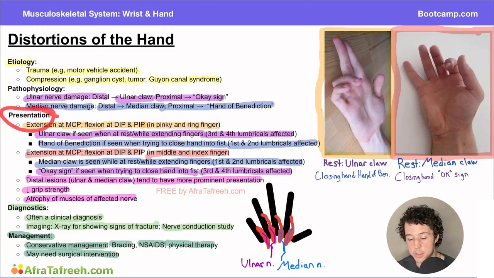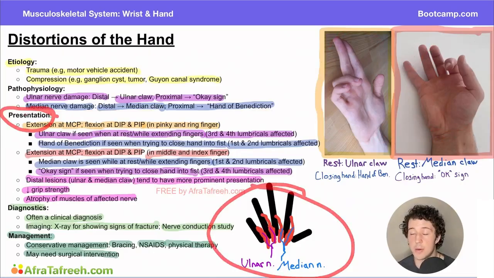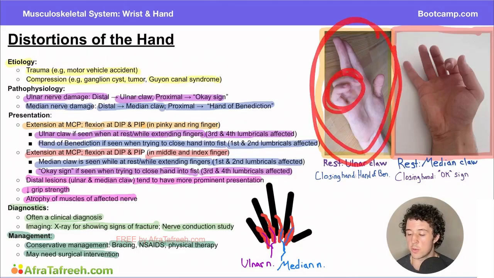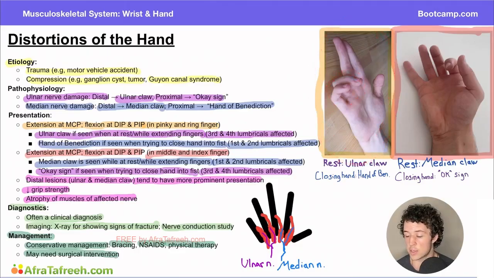And again, for presentation, think about the lumbricals and how their impairment will indicate the type of injury. A patient comes in and they are unable to extend their fourth and fifth fingers even at rest. We already know distal ulnar injury. If their fourth and fifth fingers are unable to close, then we think about a proximal ulnar nerve injury.